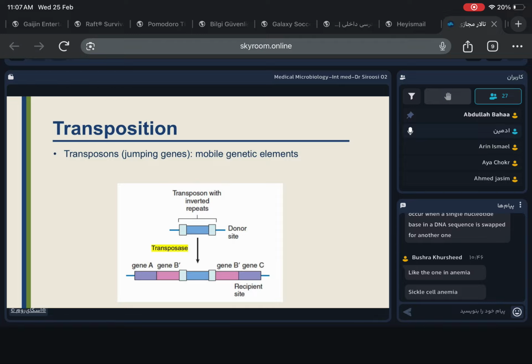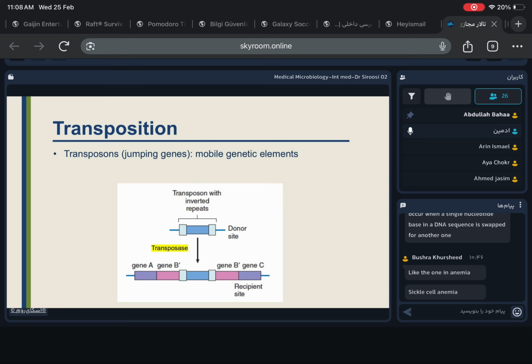And insertion sequences are very short. As you can see in this image, they contain inverted repeat sequences at their ends. They carry only the essential genetic information which is required for transposition. They encode the enzyme which is called transposase. Transposase is the enzyme which is responsible for transferring the transposon between different DNA molecules, or inside one DNA molecule from one location to another.